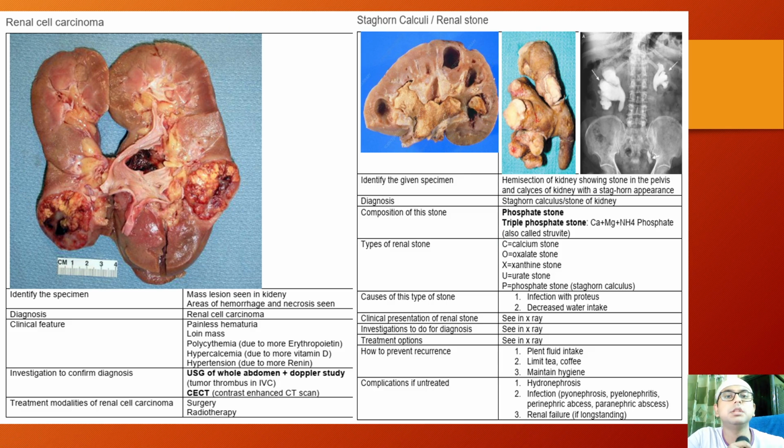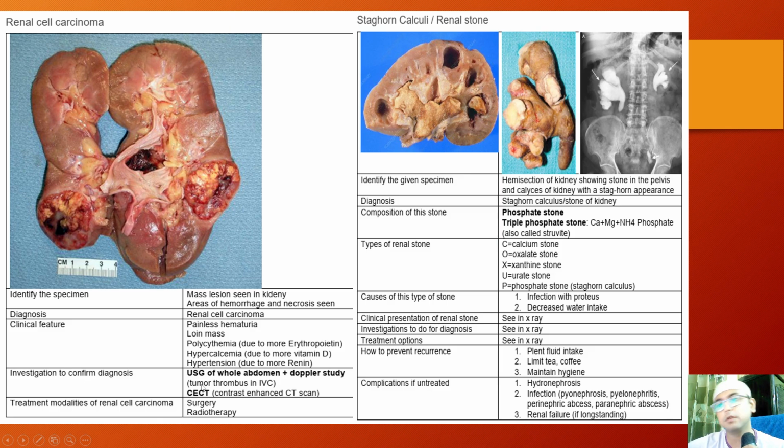So what will be the clinical features? Should be painless hematuria, loin pain, then polycythemia due to more erythropoietin, because erythropoietin is formed in the kidney. As mutation happens, erythropoietin will be increased. In that case, the patient might have polycythemia and also raised blood pressure, and due to more vitamin D accumulation, hypercalcemia, and hypertension due to more renin formation.